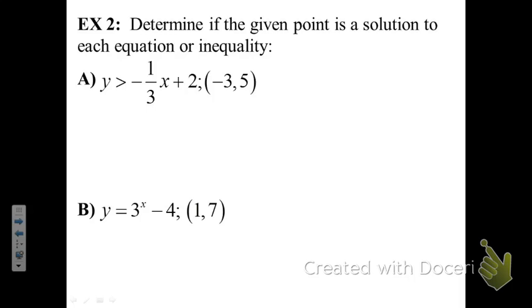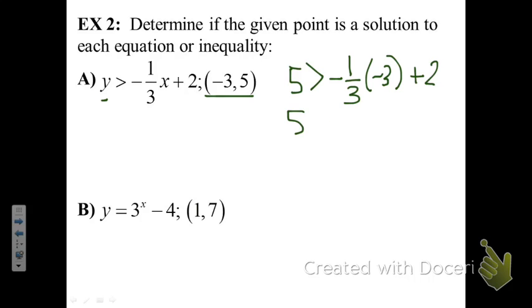Our last example, example 2, says to determine if the given point is a solution to each equation or inequality. So it wants us to take this value that it gives us, negative 3, 5, and put it into the equation. I'll start with that right now. I'm going to replace the y right here with the 5. 5 is greater than negative 1/3. Then I'm going to replace the x with the x that's given, which is negative 3, and then solve this. So I have 5 is greater than negative 1/3 times negative 3, which is positive 1. 1 plus 2 is 3.